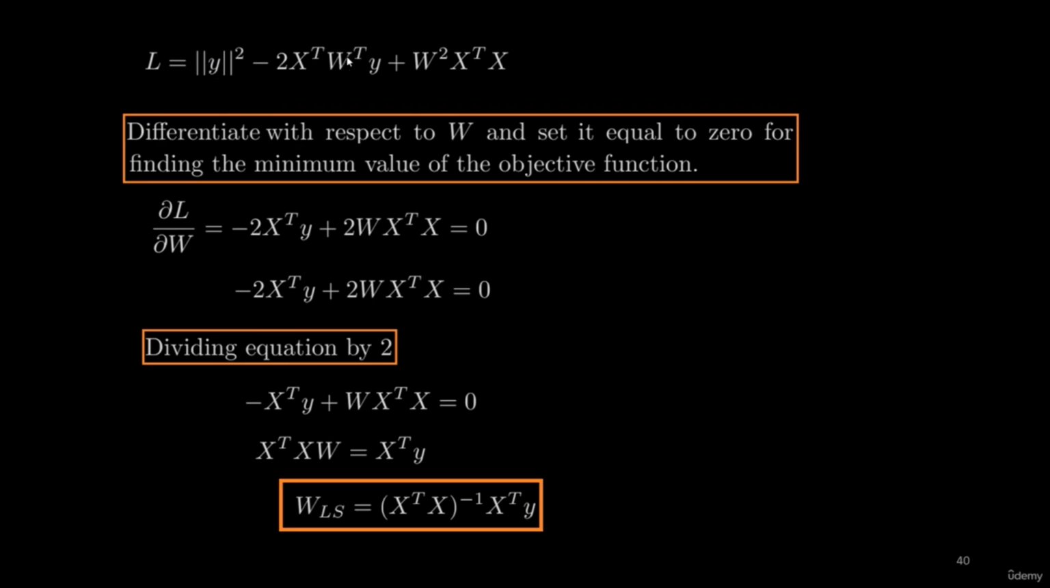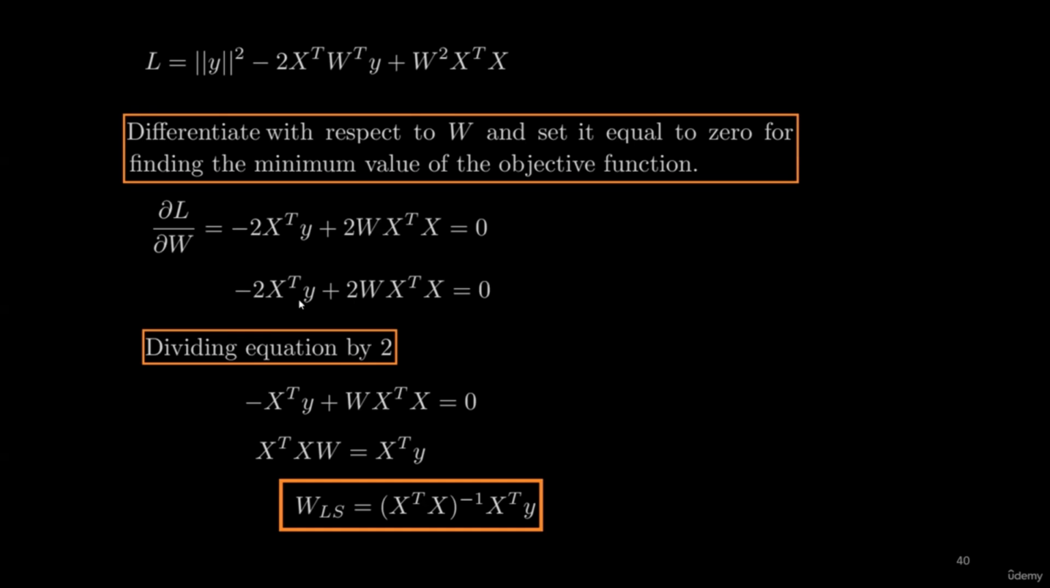So the derivative of this term will be 2xty. Similarly, this is w square, so the derivative of w square will be 2w, and xt and x are there. Now here we are putting this equal to 0 in order to find the slope or a minimum value. Now in order to simplify, we divide this equation by 2.